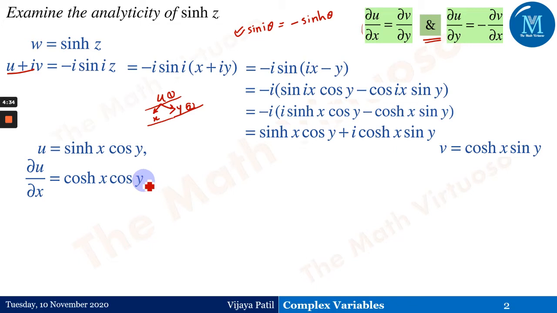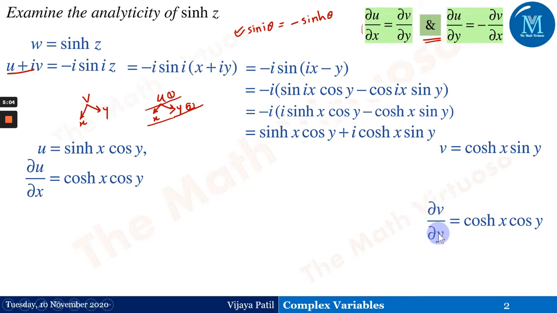The u by v rule will not be applicable here, because we don't have the other variable or other function in terms of x. Simultaneously, if I am differentiating dou v upon dou y, it is the same thing. As with u, v is a function of x and y both, and that is the reason partial differentiation will exist over here.